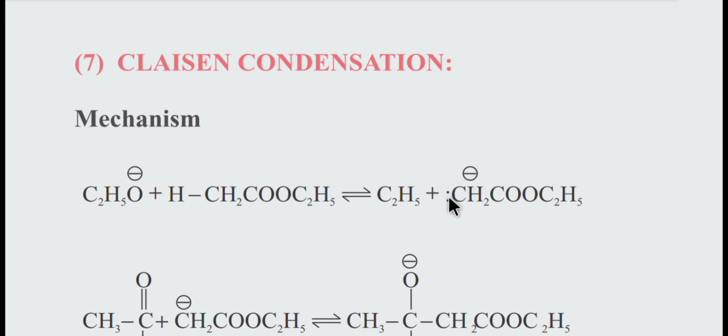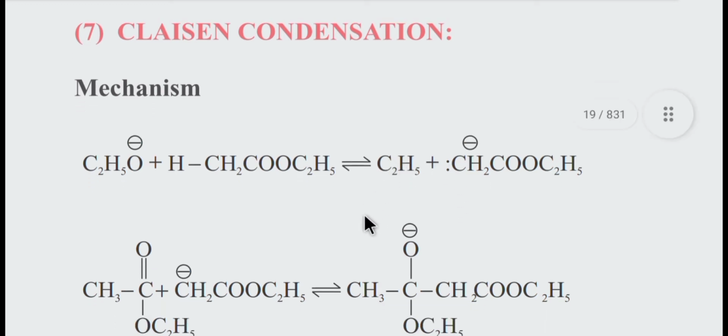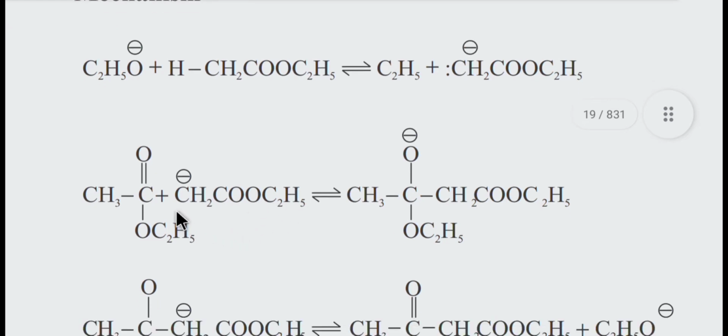You can write this, this is not a lone pair, that is just a book mistake. So this carbon will act as a nucleophile, that will be a carbanion producer. This carbanion will attack another ethanoate group like this. This carbanion will attack the carbon where the carbonyl group is present. So the carbon of the carbonyl group will be attacked by this nucleophile.